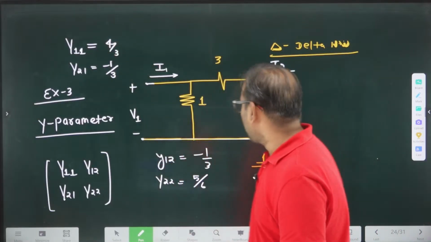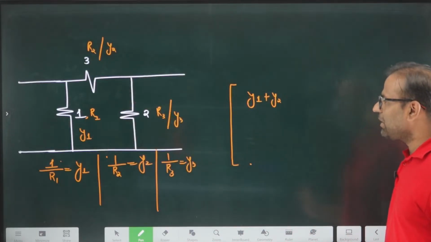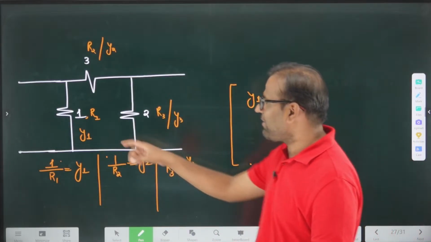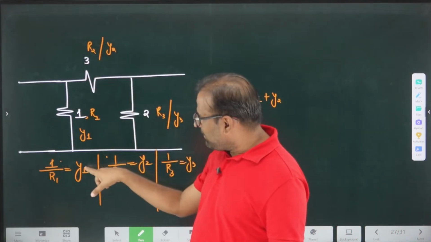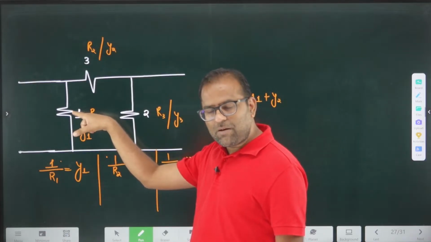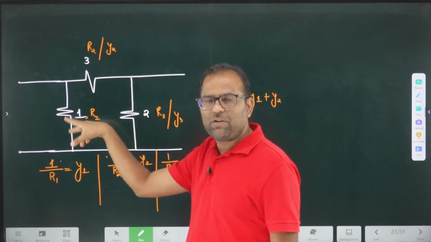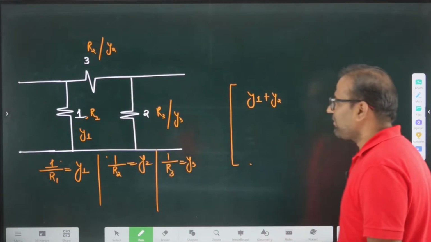Y11 is equivalent to 4 by 3. So for the delta network, you can write the answer directly. What is the answer for Y11? The admittance of these components, when you add them, you will get the Y11 parameter.